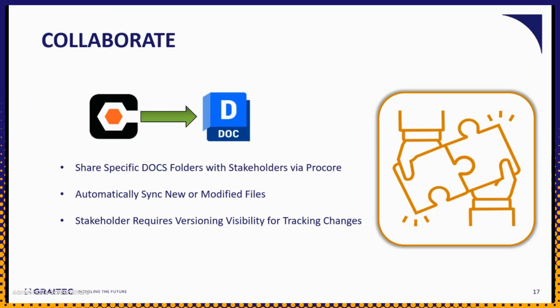Another way that you can use file sync is to collaborate from Procore to Docs. So again, we can copy files with versioning over from Procore to Autodesk Docs, whether that's a project or even a BIM 360 project. We can sync that over scheduled or on the fly. We can automatically sync new and modified files. There's a lot of filtering that we can do to filter out specific files like hidden files or system files. We can also filter out specific file types. So if you want to filter out your Revit models, I can think of a lot of different file types that you might want to filter out. We can do that very easily.